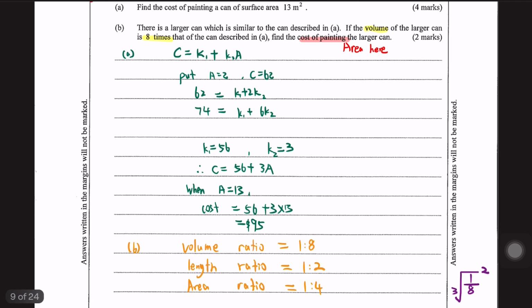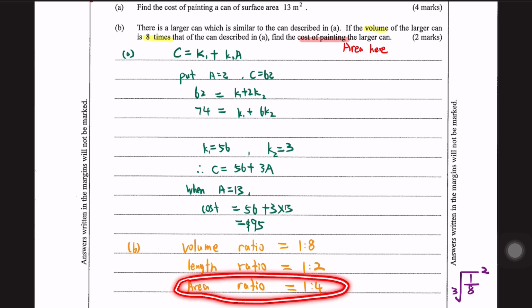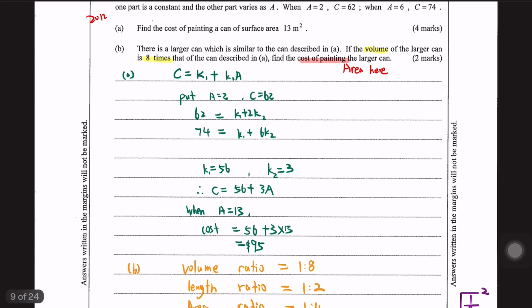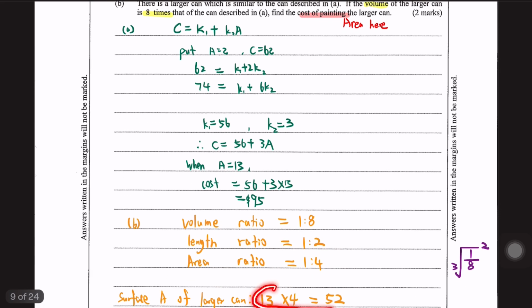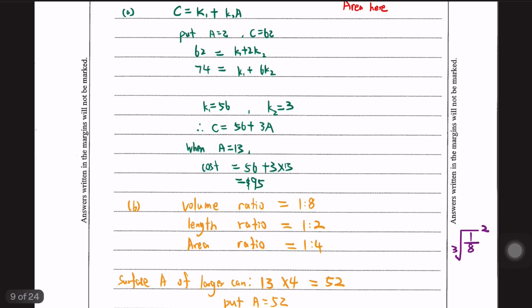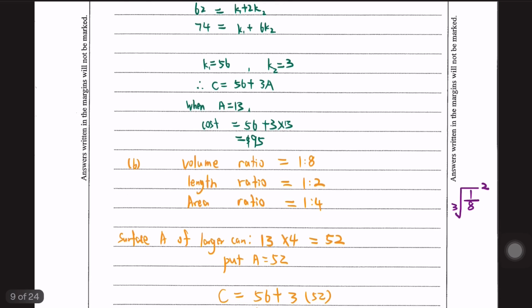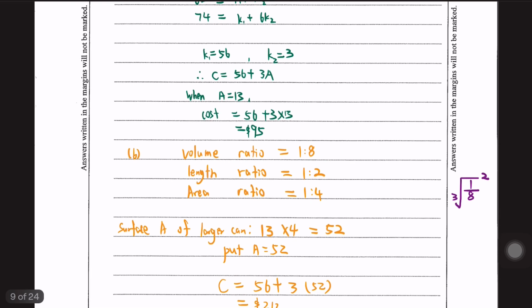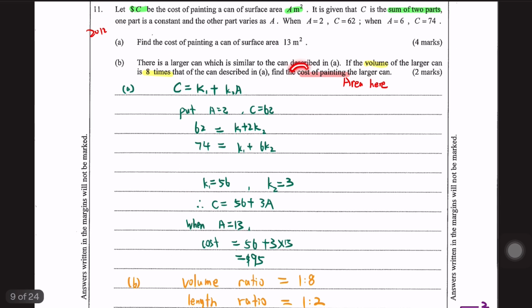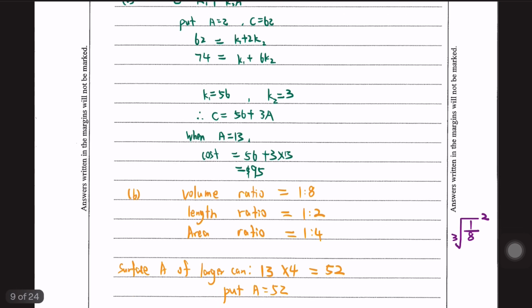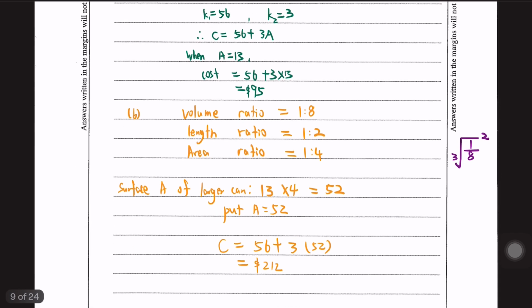And next, you have the area ratio. You will know the largest can has 13 times 4, 52 meters squared as the surface area. Now you put the surface area into the formula you found to find the cost, because the question is asking for the cost, not just asking you to find the surface area. So you need to put it back into the equation. Okay, so you have the total cost.